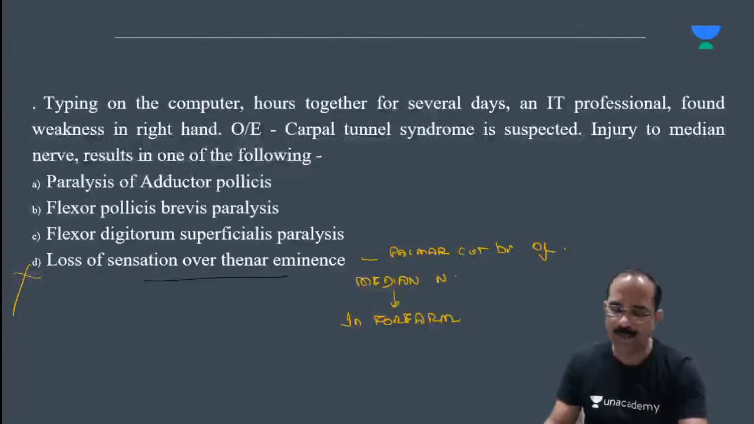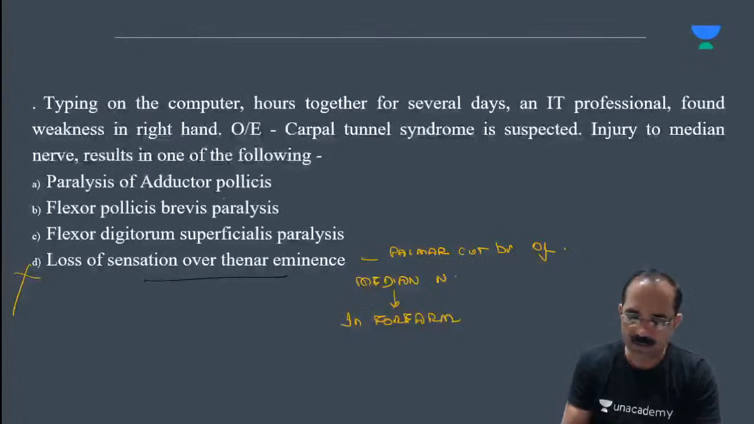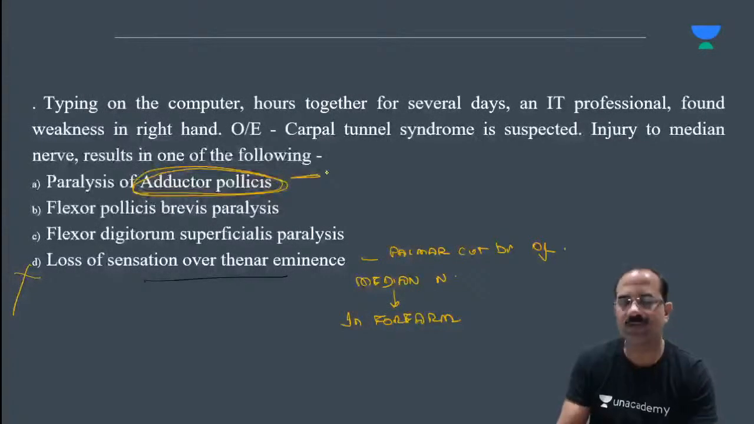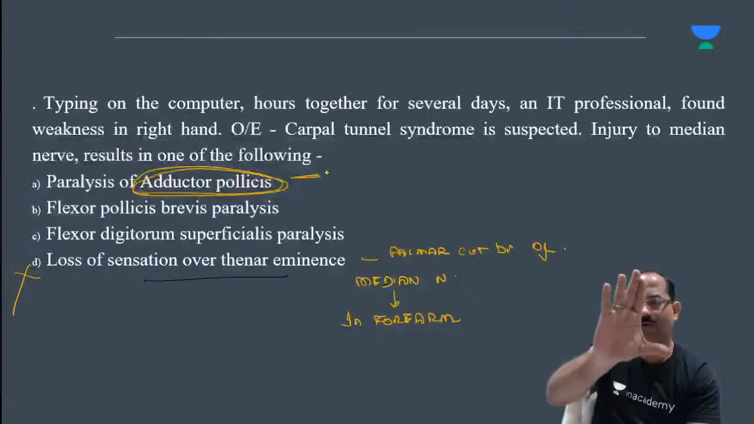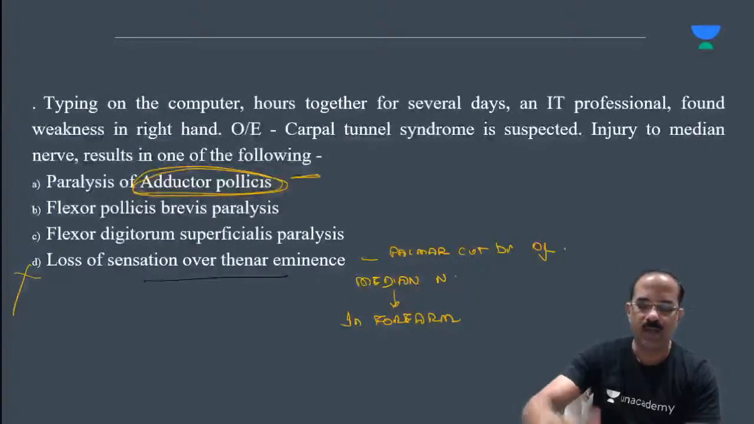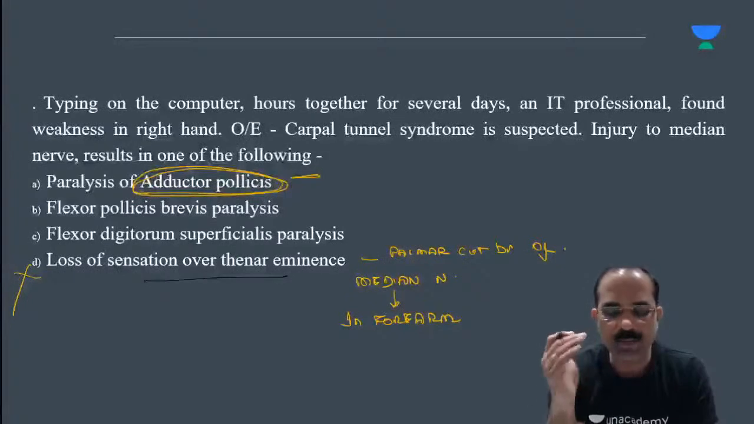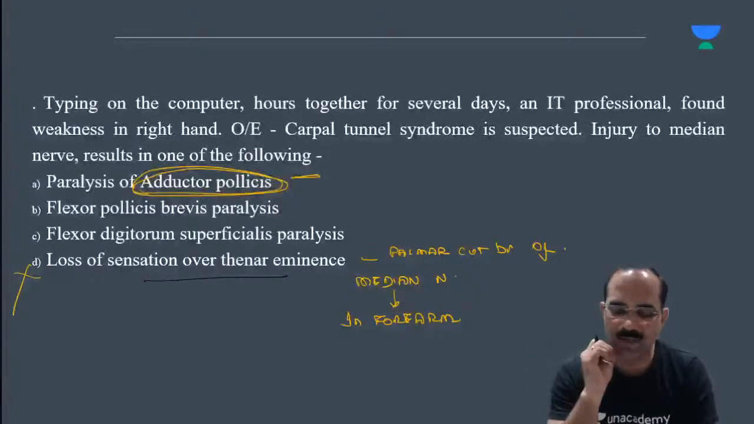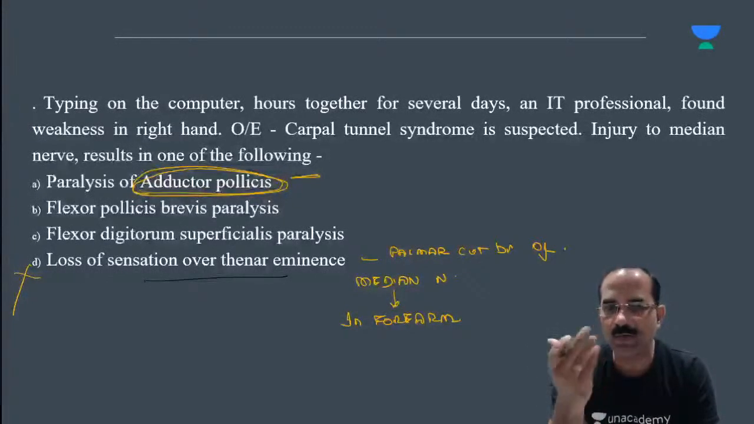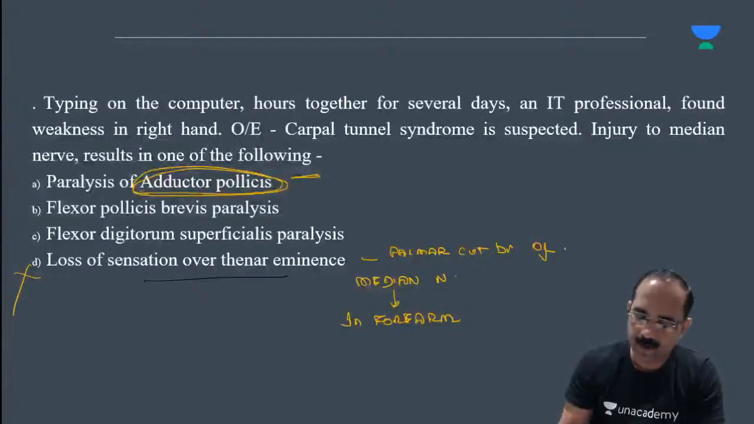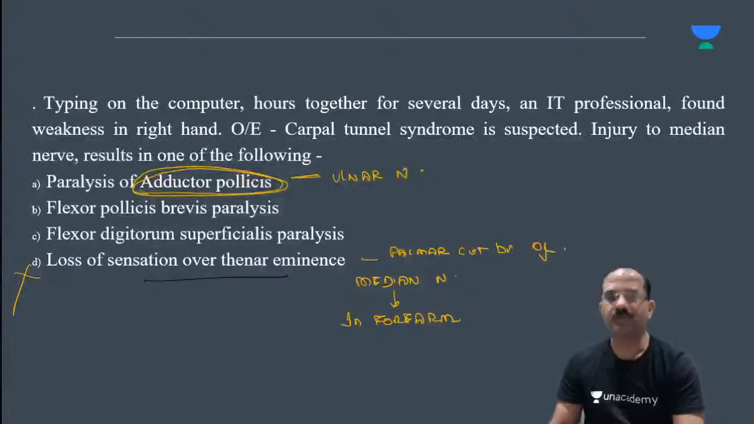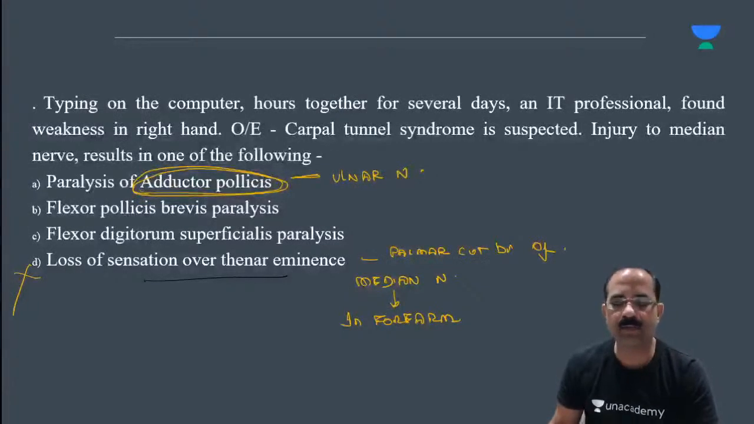Someone answered A. Results in one of the following. Adductor pollicis. Tell me, adductor pollicis, what does it do? It does adduction of the thumb. And adductor pollicis is supplied by which nerve? Can anyone answer this? Adductor pollicis is supplied by ulnar nerve. Adductor pollicis muscle is supplied by ulnar nerve.